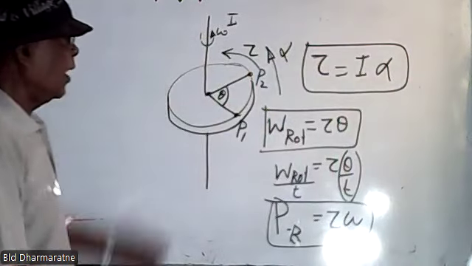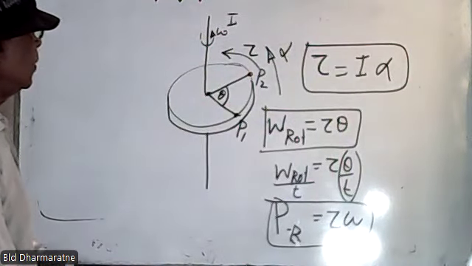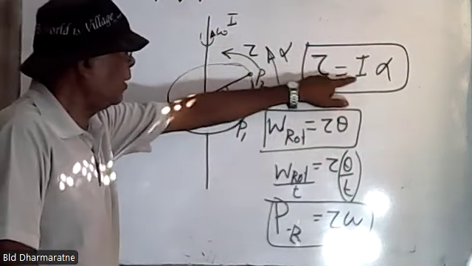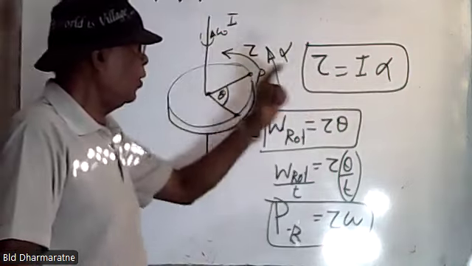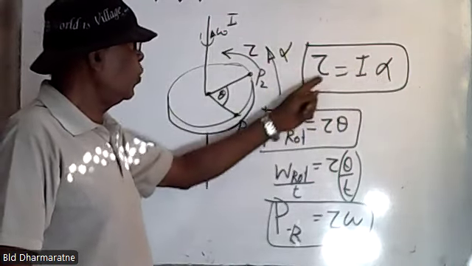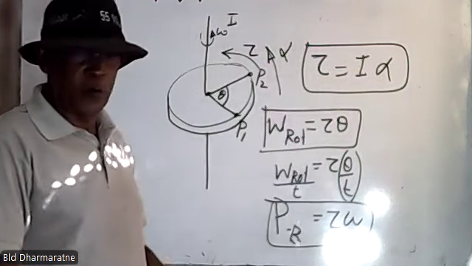This is another equation. What's the relationship? Tau equals I alpha. I is the moment of inertia of the rotating body. Alpha is the angular acceleration. Tau is the applied torque.